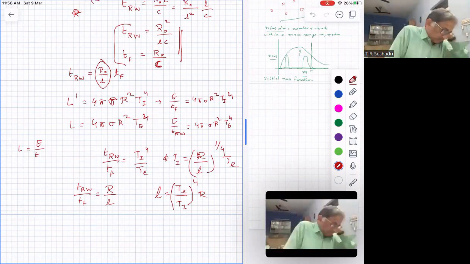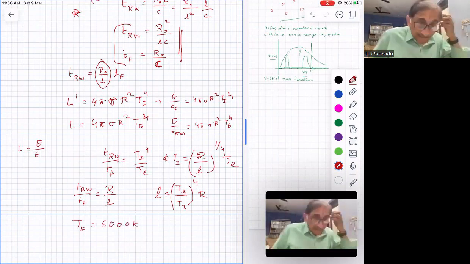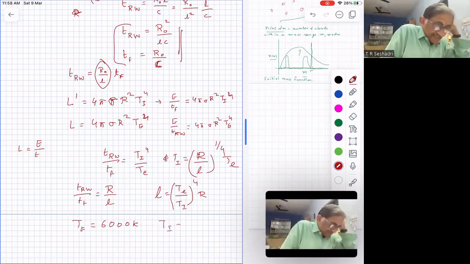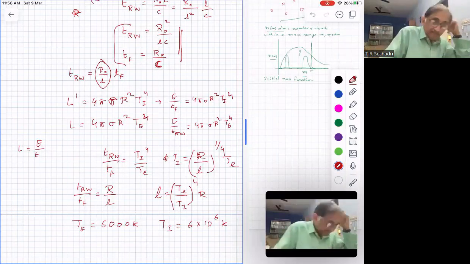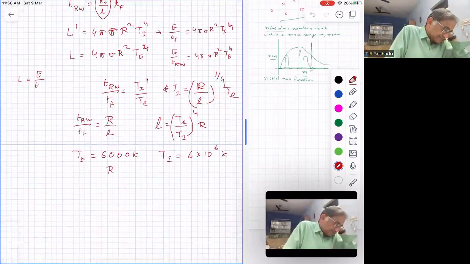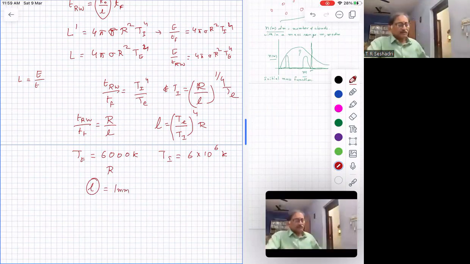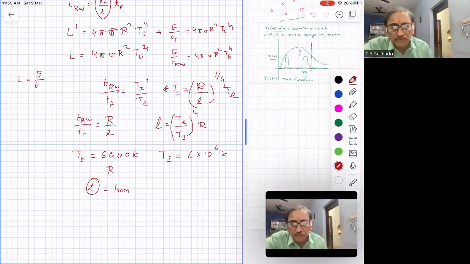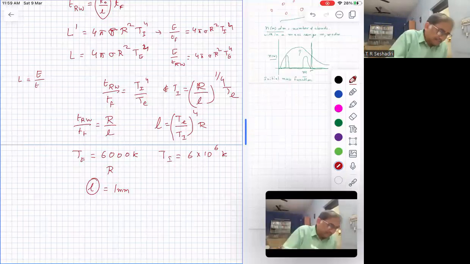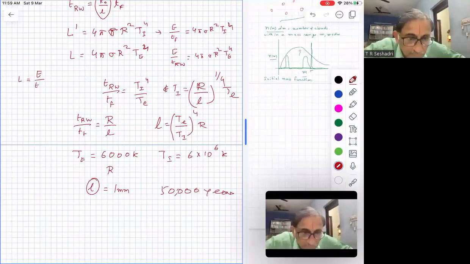And I know that the temperature of the sun is 6000 Kelvin. And if this method of calculating Ti is used, that will happen to be 6 into 10 to the power 6 Kelvin. Which means that if I know the radius of the sun, I can find out the mean free path of a photon, and that comes out to be 1 millimeter. In other words, when the photon is coming out, it can only go for 1 millimeter as a free photon. It will immediately get scattered, and that is why the whole path of the photon is so zigzag that it will take about 50,000 or 10,000 or some number like that years to come out of the sun. Is that okay?